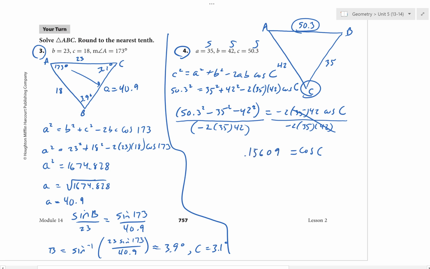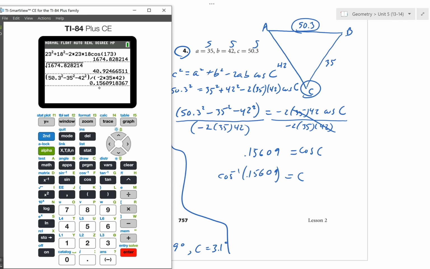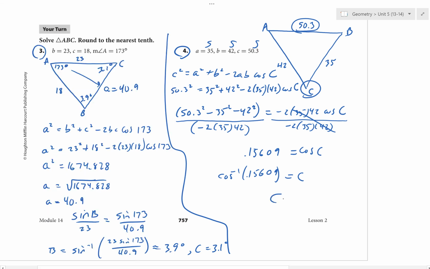Then I have to take the inverse cosine of both sides. So C is going to be the inverse cosine of 0.15609, but I don't have to type that in because remember, I can grab that on the calculator. If I do inverse cosine, I can go up and grab that value and press enter, and it tells me that that's an 81-degree angle. So angle C is about 81 degrees.